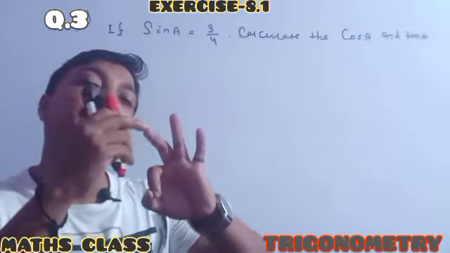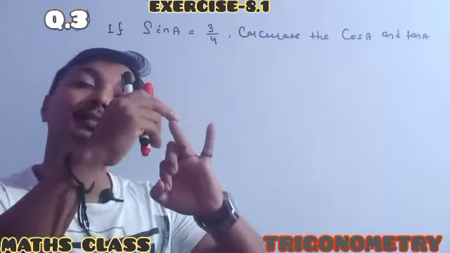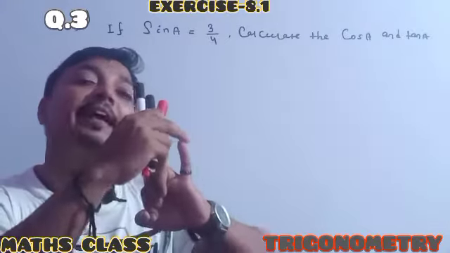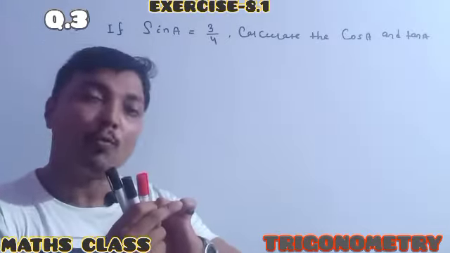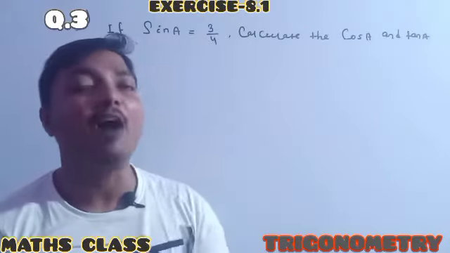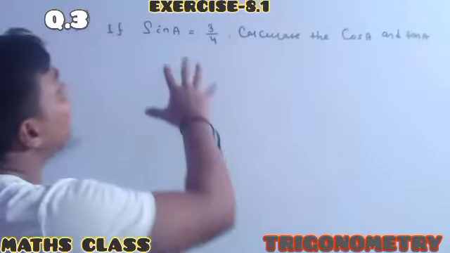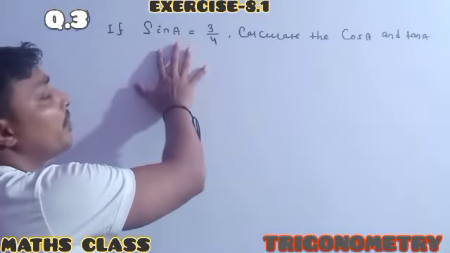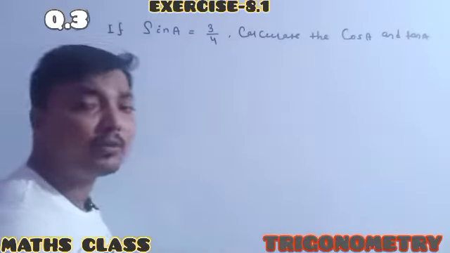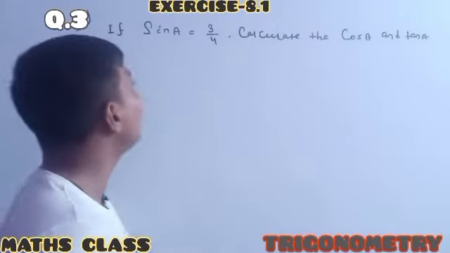Whenever 3 sides are given, how to find? Whenever 2 sides are given, how to find? Whenever one of the trigonometric ratios is given, how to find out? So this is the last way, using one given trigonometric ratio to find any of the other trigonometric ratios.